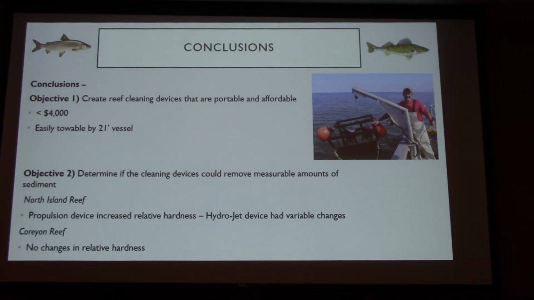To determine if we could remove any sediments, it looks like on North Island Reef, consistently that propulsion device removed sediments or created a harder substrate. And on the hydrojet device, it was a bit more variable, right? So it depended on the sampling period, and maybe that's happening just because it's not working as well. There's not enough water pressure to either suspend the sediments or then remove them off the reef once they're suspended. And then on Corian, we didn't see any changes because there's just too much sediment.